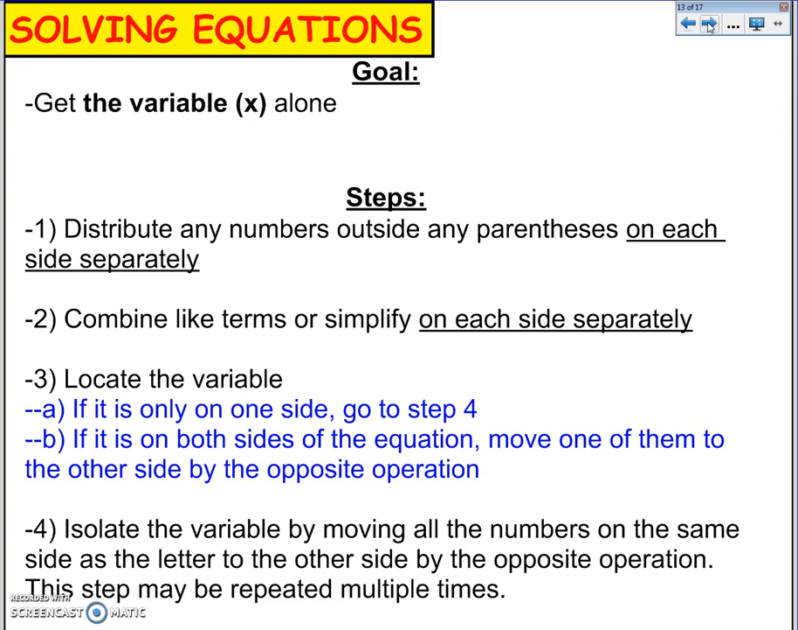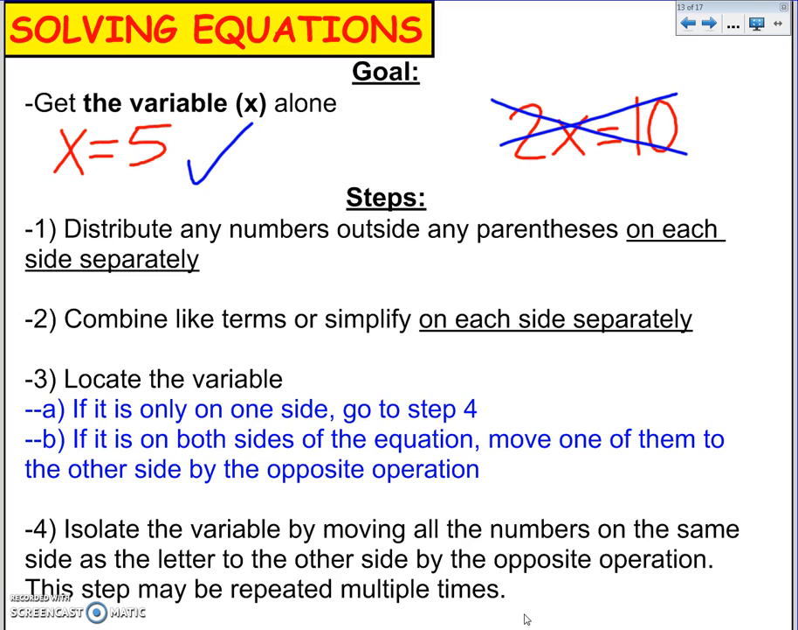Today's video is a quick refresher on solving equations for x, or whatever variable is given in the problem. The goal is to always get the variable x, or whatever letter is given, alone. The final answer will be the single letter equals something. For example, x equals 5 is a good answer. X is by itself. 2x equals 10 is not good. X is not by itself. There's a 2 in the way, so this is bad and this is good.